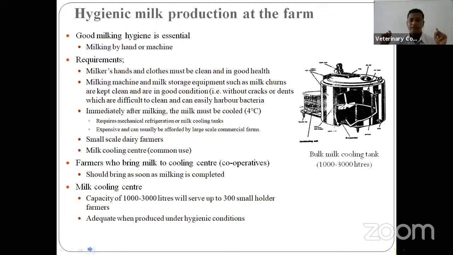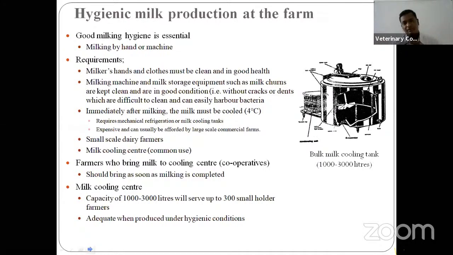Next, immediately after milking, the animal has been milked, or a few animals have been milked into a single bucket or container of a milking machine. Now the requirement is immediate cooling. In organized farms, the moment the milk is acquired from the animal, it goes into a cooler. We call it a milk cooling tank, wherever the facility is an organized one.